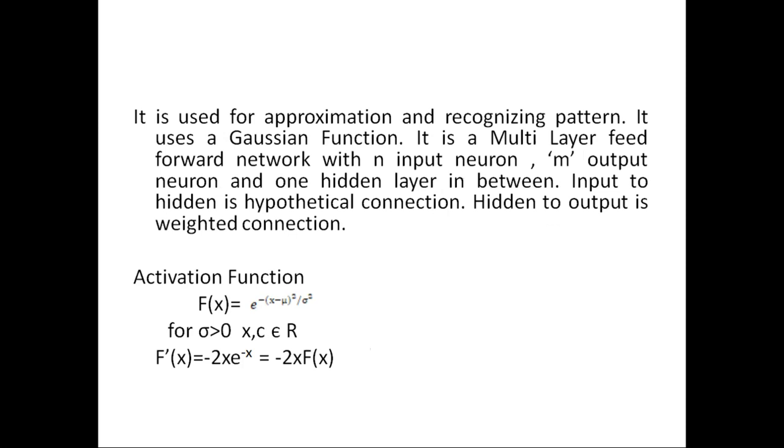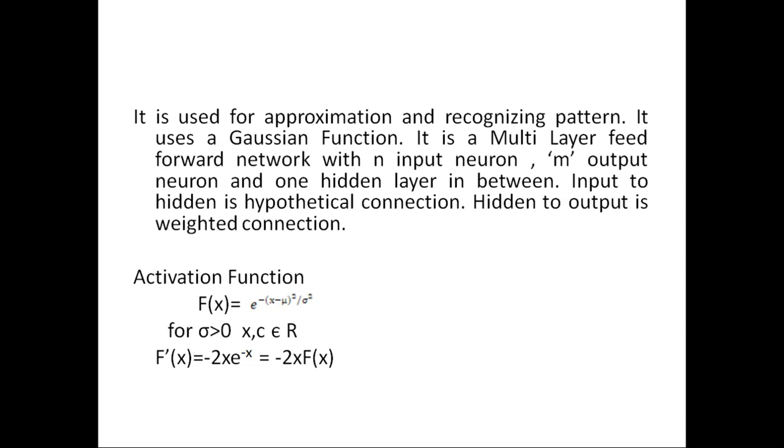So, it is used for approximations and pattern recognition. It uses a Gaussian function, and it is a multi-layer feed-forward network with input neurons. Suppose m is the output neurons and there is one hidden layer in between. Input to hidden and hidden to output are connected.